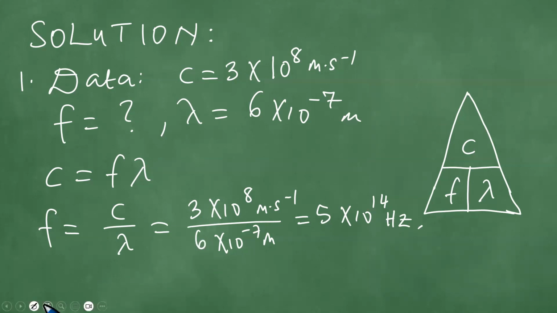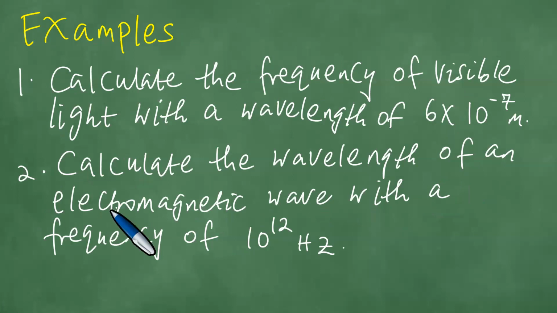Right, let's look at number 2 now. Ruyanda, number 2 says calculate the wavelength of an electromagnetic wave with the frequency of this. So let's look at the second option. Right, in the second option, obviously you deal with the data.